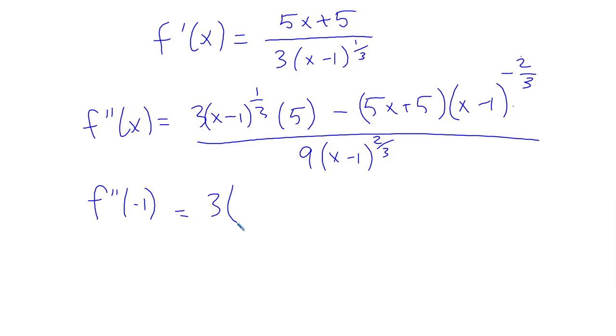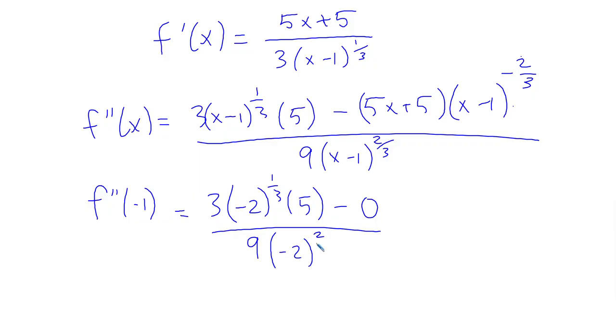So we have 3 times -1 minus 1, which is -2, to the 1/3 power times 5. And then over here, we're just going to get minus 0, right, because 5x plus 5, if I evaluate that at -1, I get 0. And then in the denominator, we're going to have 9 times -1 minus 1, which is -2, to the 2/3 power.